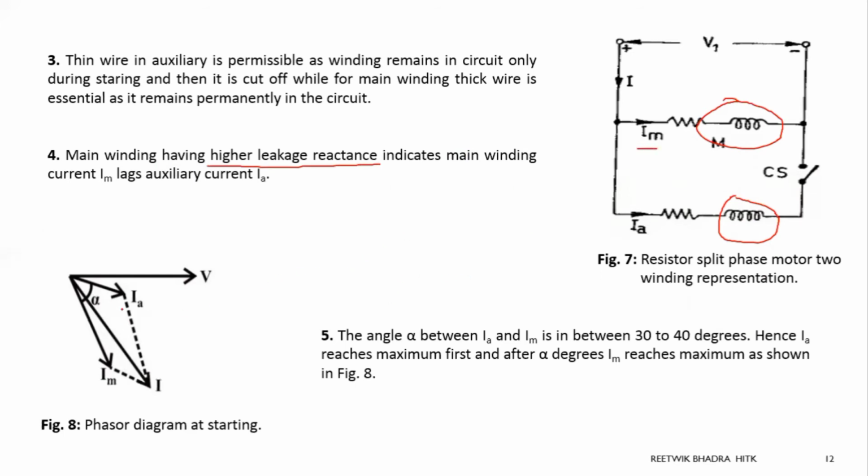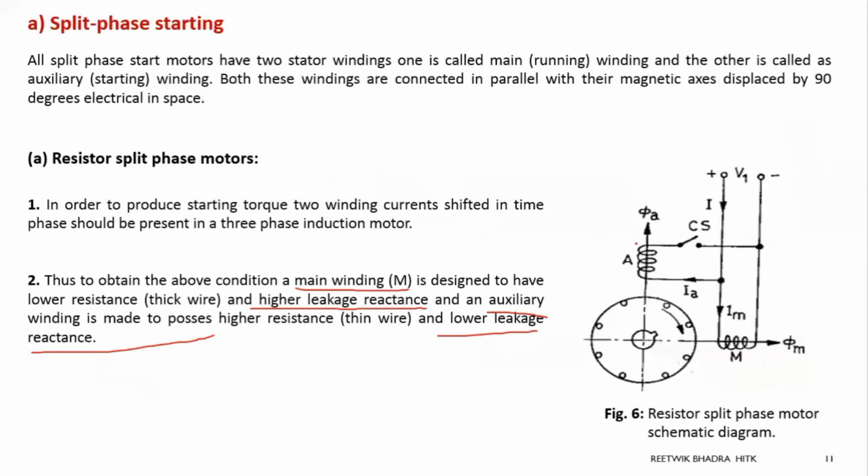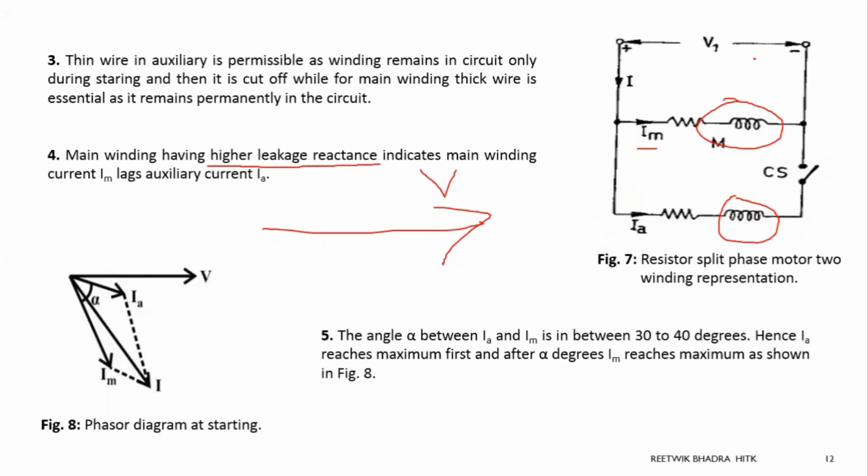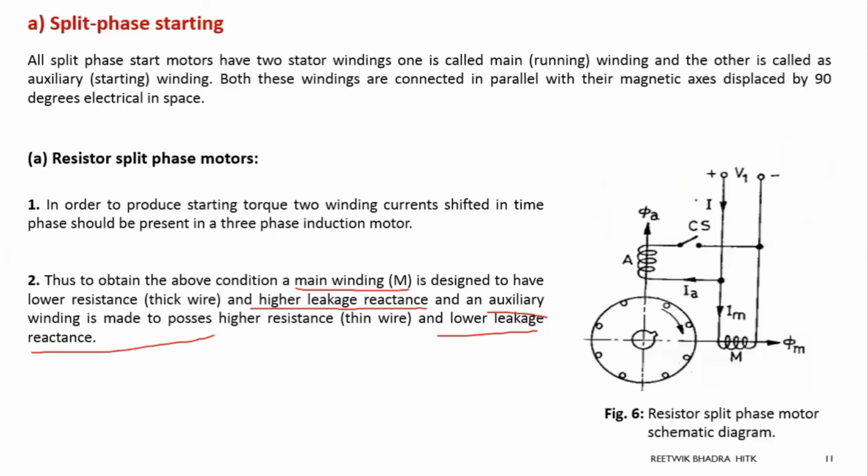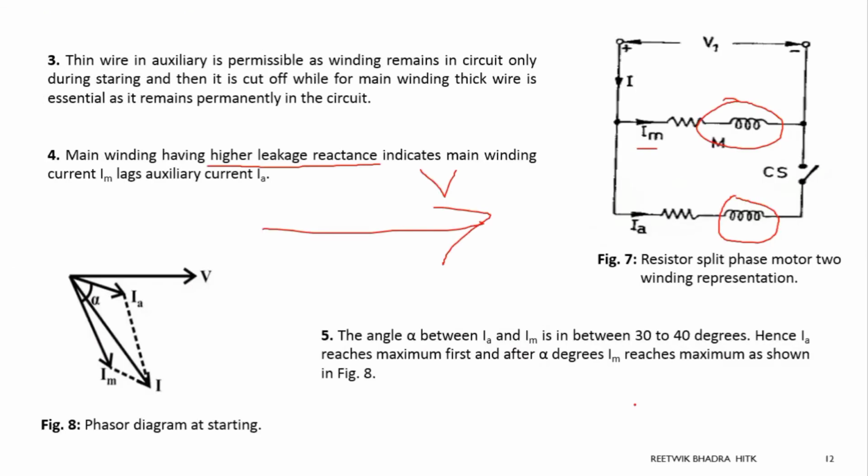Im will lag more. Taking the voltage as reference, because it is a parallel circuit, from one single voltage two windings are given. I didn't tell you about this circuit; it is similar to this one. If this question is asked, you can draw this or this one. Either one can be drawn.